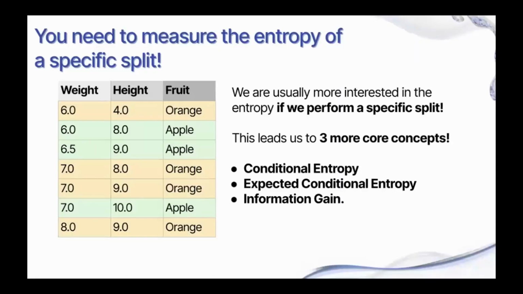So I'll explain it in a very intuitive way as well. But we're now going to look at conditional entropy, expected conditional entropy, and information gain. So anyone have any questions up until this point? Are we good to move on? I'll give you guys time to type it out as well.